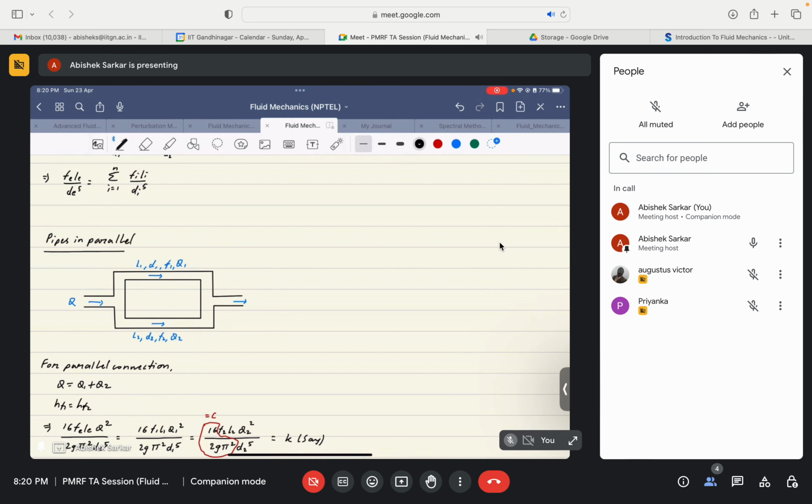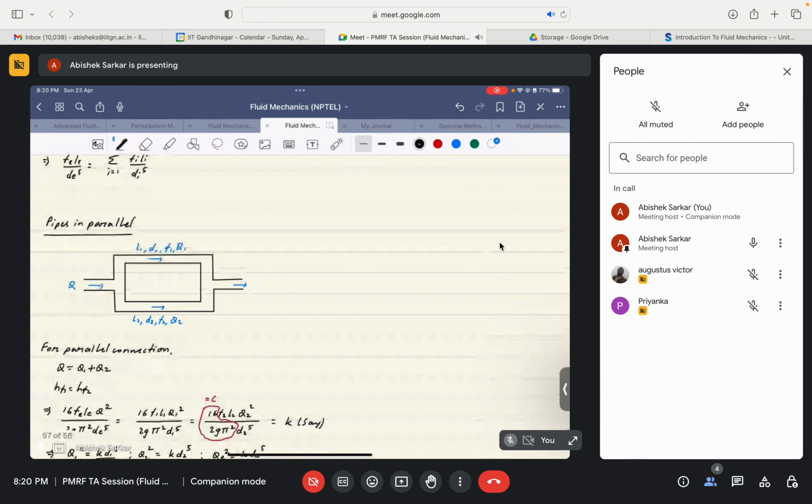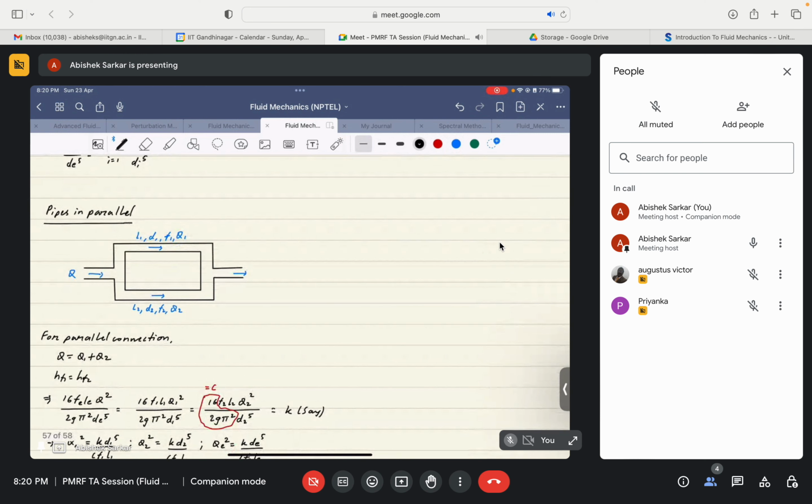Okay, so this was a mistake. If I say these two pipes are connected in parallel, the mass flow rate no longer remains the same. What remains the same is the head loss, right? Similar to the potential difference for resistances connected in parallel, where the potential difference remains the same for all the resistors, for all the pipes connected in parallel the head loss remains the same, and the volume flow rate varies from pipe to pipe.